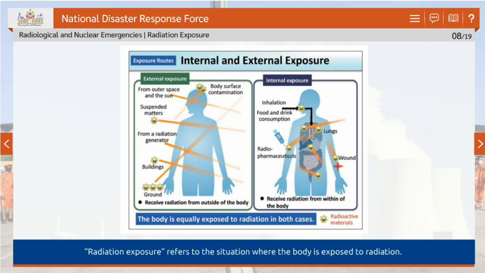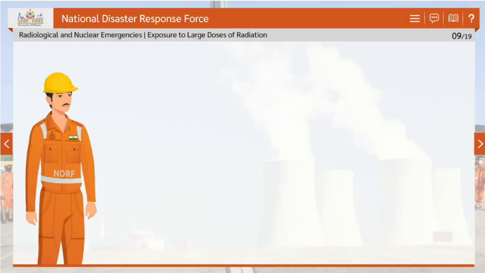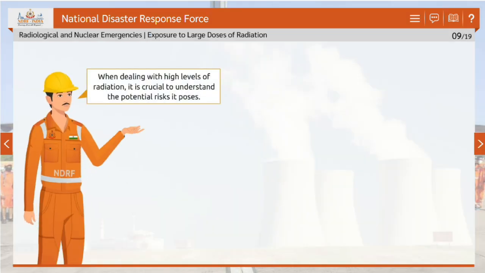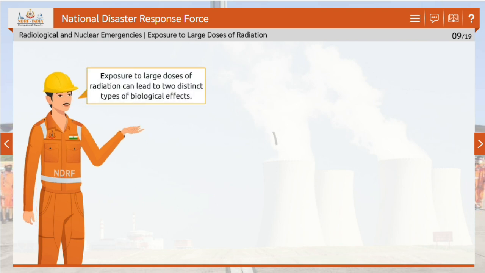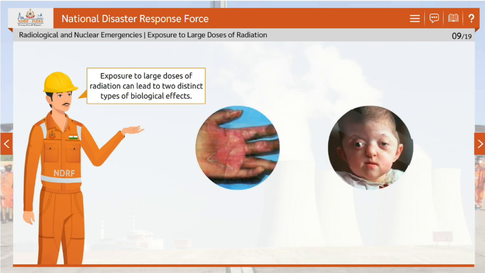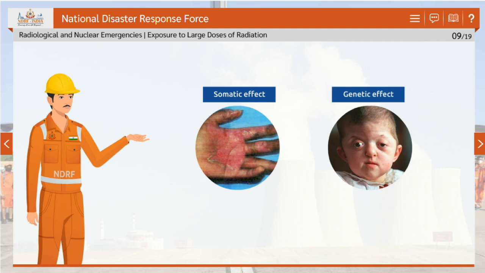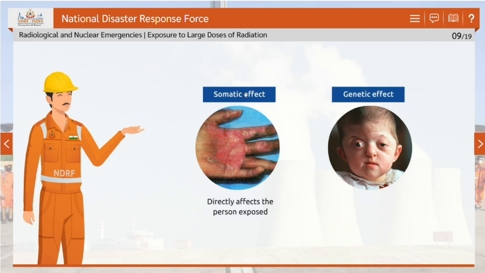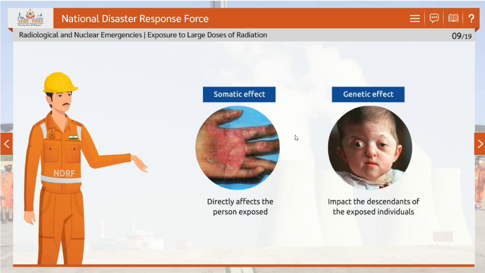Next, let us learn about exposure to large doses of radiation. When dealing with high levels of radiation, it is crucial to understand the potential risks it poses. Exposure to large doses of radiation can lead to two distinct types of biological effects, that is, somatic effect and genetic effect. Somatic effect directly affects the person exposed. Genetic effect can impact the descendants of the exposed individuals.